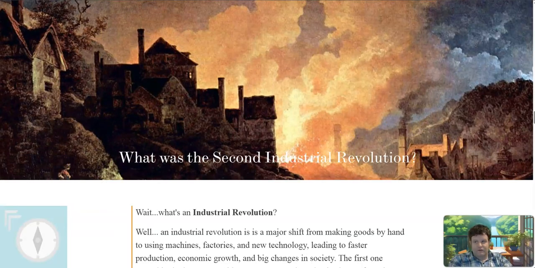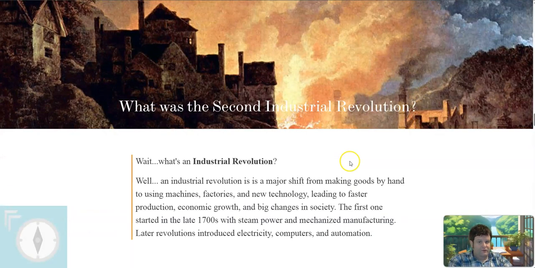Now this leads us to, what was the Second Industrial Revolution? Well, perhaps we need to back it up a bit. What's an industrial revolution? An industrial revolution is a shift from making goods by hand to manufacturing them in factories. A factory is a building dedicated to the making of goods.